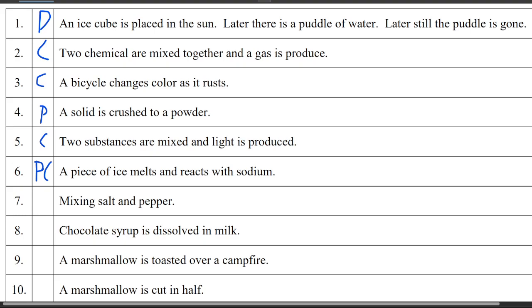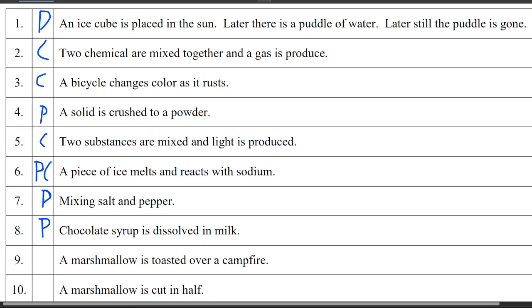But number 7, mixing salt and pepper. You're not chemically combining them, you're just kind of mixing them in like a bowl or whatnot, just a physical change. There's no indication that there's a chemical process going on here. Number 8, chocolate syrup is dissolved in milk. You're just changing, not the composition. You're changing the color, but a reaction is not taking place that is changing the color, if that makes sense. Again, you will understand this the more that we do these.